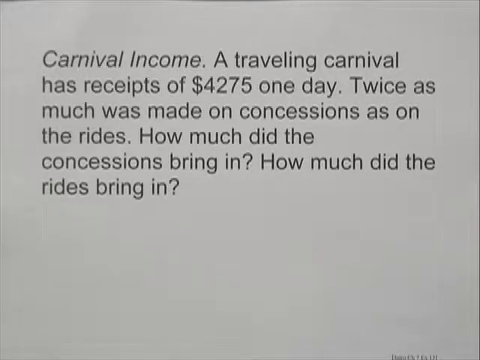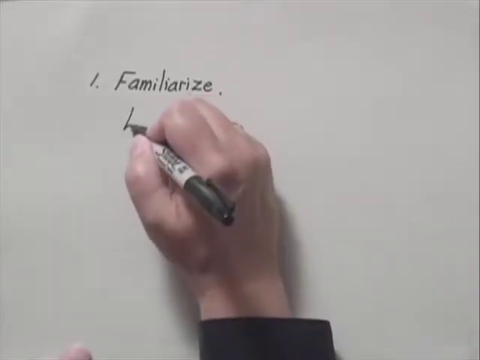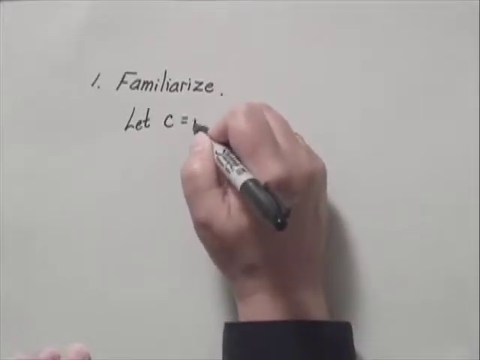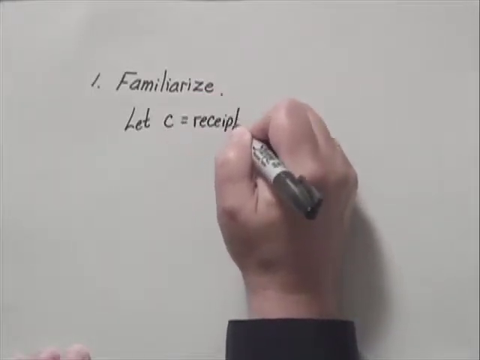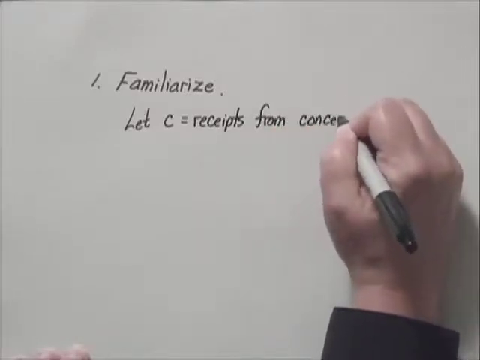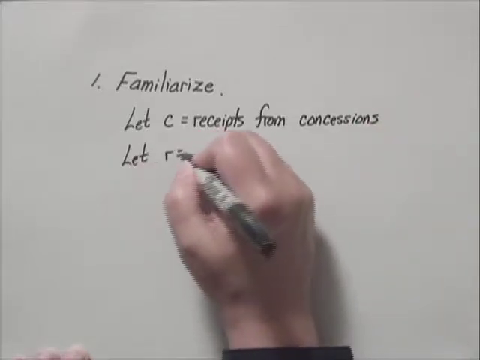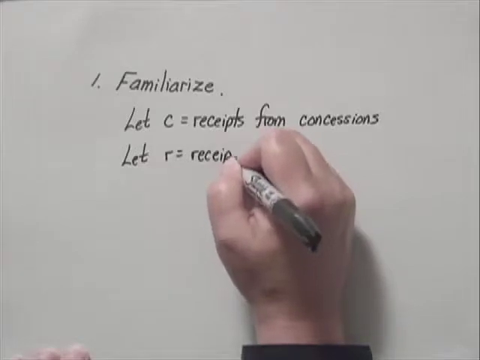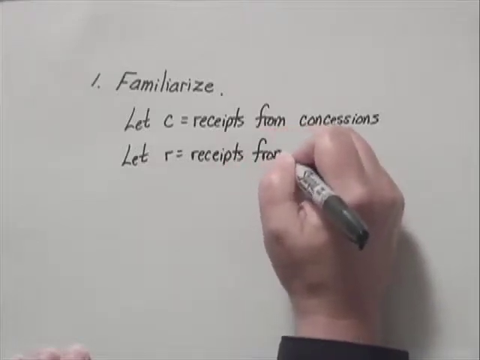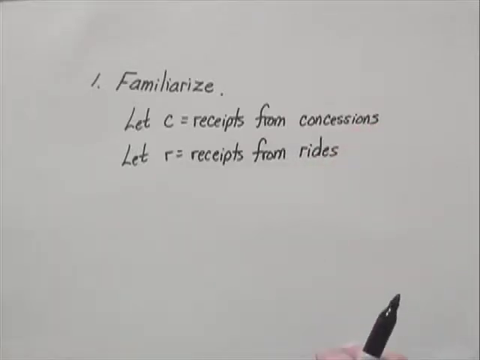And the first thing we note is that we have two quantities we're looking for, the amount on the concessions and the amount brought in by the rides. So we'll use two variables. We'll let C represent the receipts from concessions. And notice I'm using a C to remind me that it's concessions. And we'll let R represent the receipts from the rides. And it's important to write down what these stand for because at the end we're going to have to know what C is and what R represents.